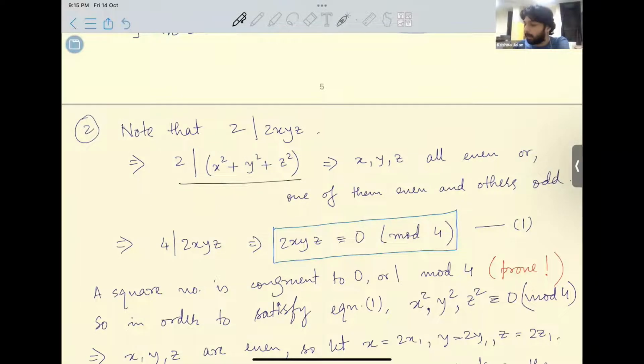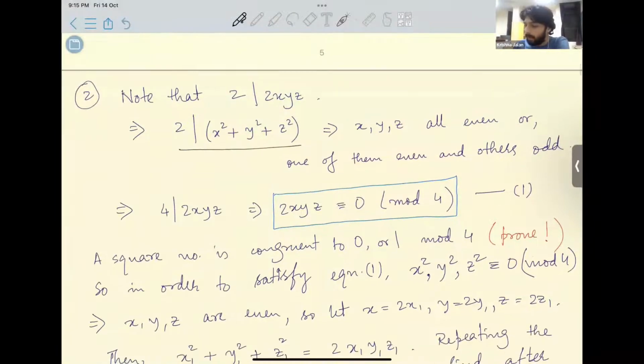So this implies that either all of x, y, z are even, or the second possibility is that one of them is even and the other two are odd. Only then can the sum together be an even number. But in either case, at least one of them has to be an even number. And if that is the case, 2xyz should be divisible by 4.